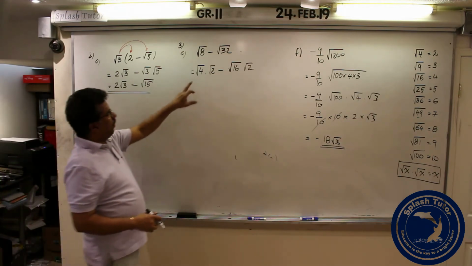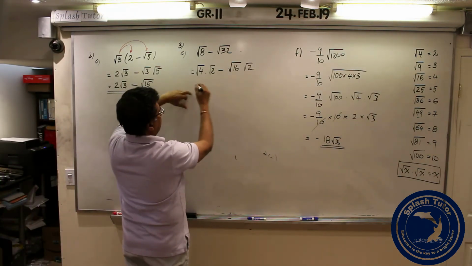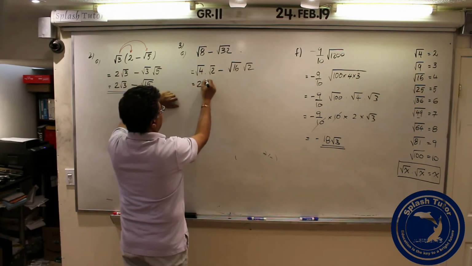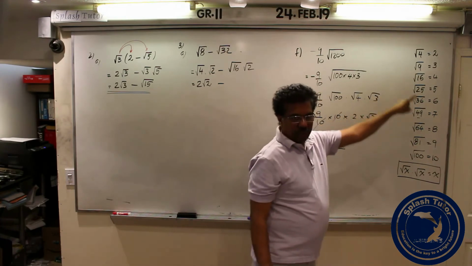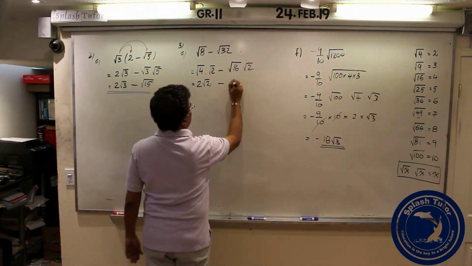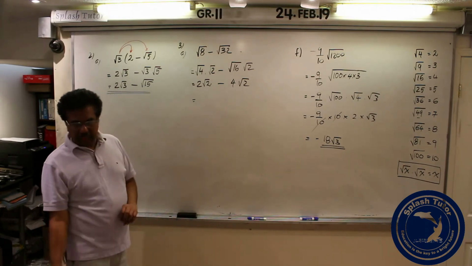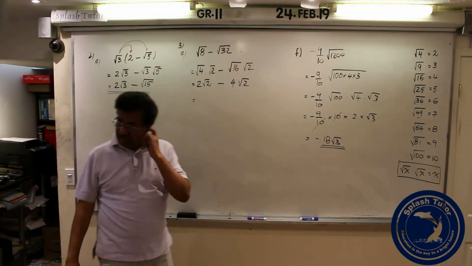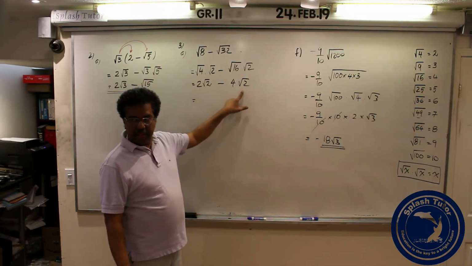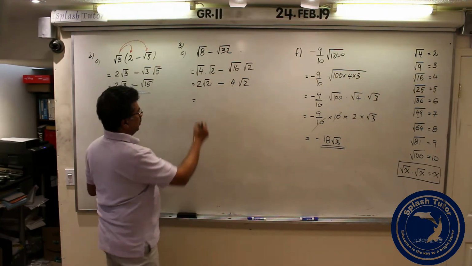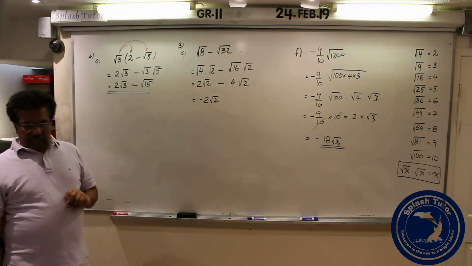Okay. Now root 4 can be replaced by 2. That is 2 root 2. Root 16 is 4, so 4 root 2. Can I still simplify this? Yes. 2 apple minus 4 apple. These are the same, right? That is minus 2 root 2.